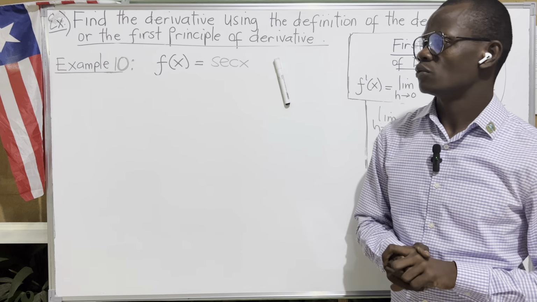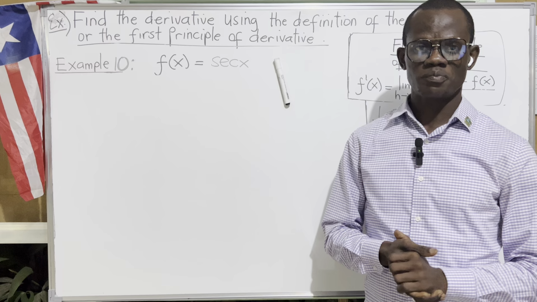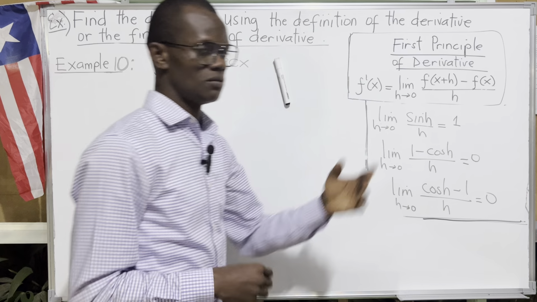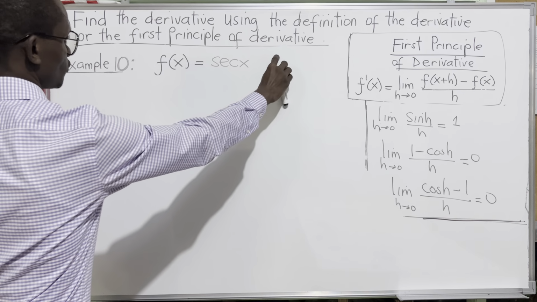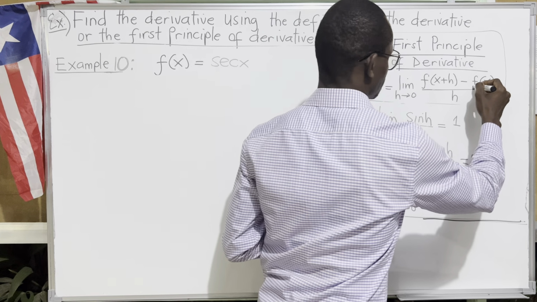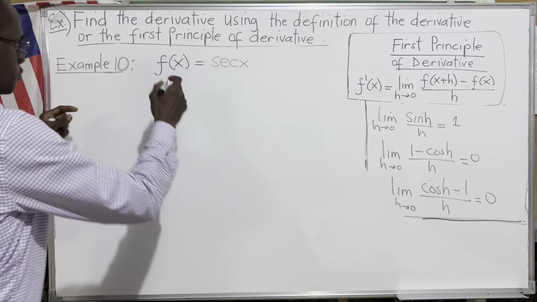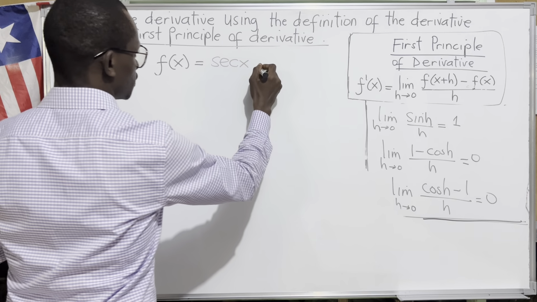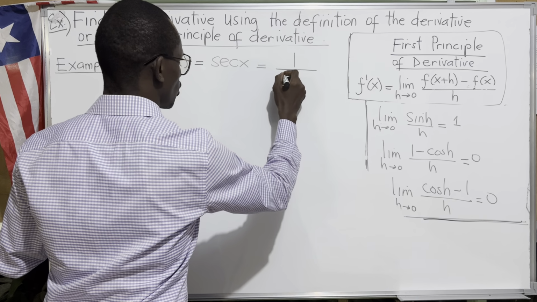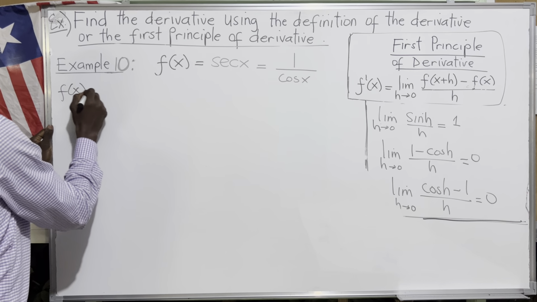And in this video, we're going to be looking at finding the derivative of trigonometric functions using the first principle, or the definition of derivatives. So to do that, we first identify f of x and f of x plus h. So f of x is already given to be secant of x. So remember, we can just rewrite this secant of x as 1 over cos of x. So our f of x is equal to 1 over cos of x.